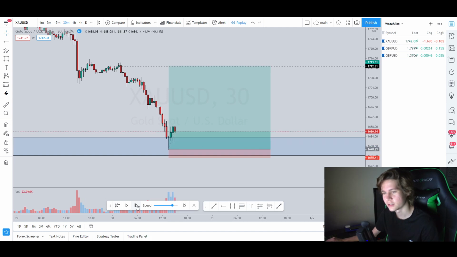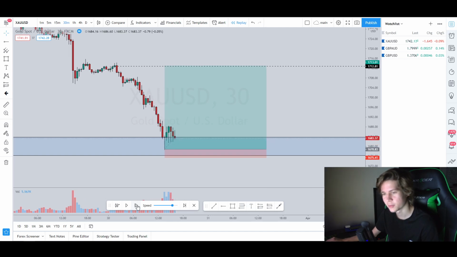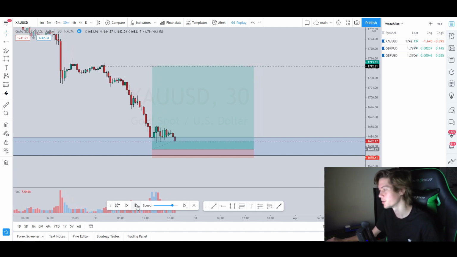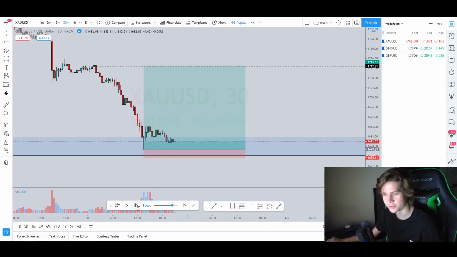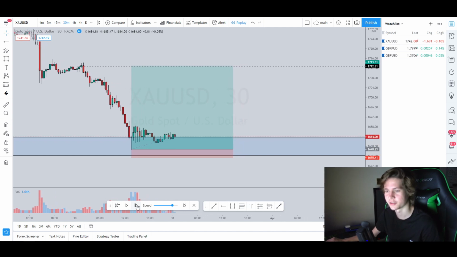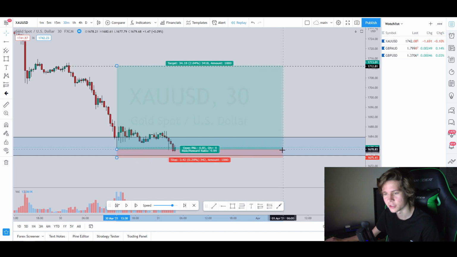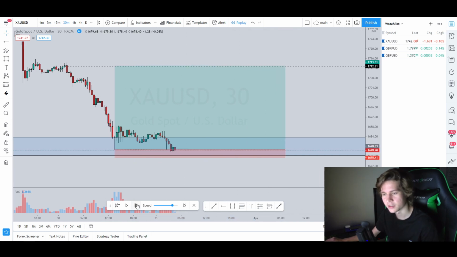I think I did actually almost get stopped on this trade, so it's gonna push down a little bit more before it continues up. But it's a very, very simple approach to trading, and also very, very powerful. It works out incredibly well in the long run. Yeah, so here it was really close to me getting stopped out. I'm just gonna extend this a little bit.